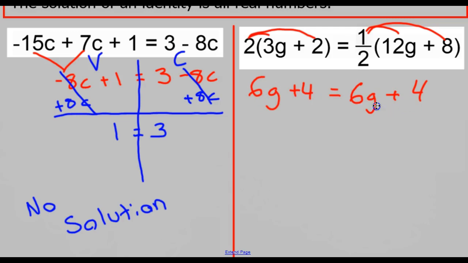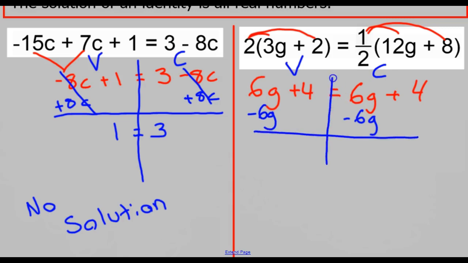Now some of you may have already noticed something a little bit strange about this one. So what's going to happen now is I'm going to get my variables on one side and my constants on the other. So I'm going to subtract 6g and subtract 6g. 6g minus 6g is 0, so that cancels out. What I have left now is 4 equals 4.